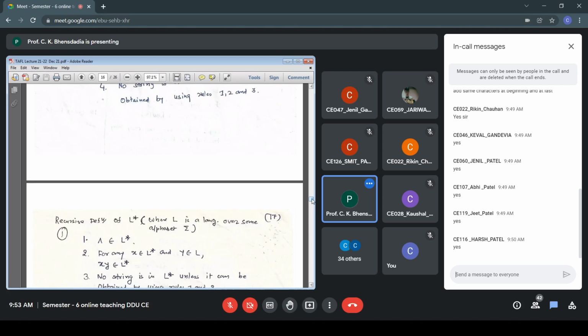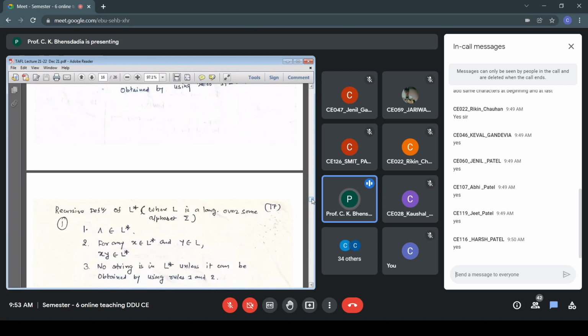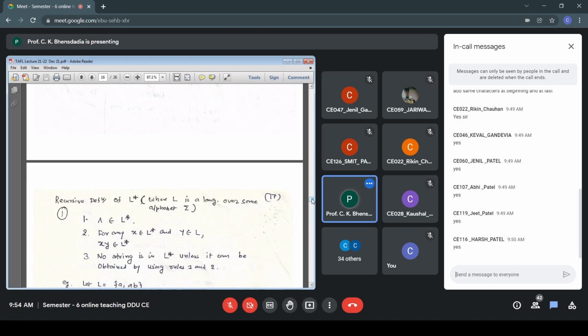And I can take up all the possible combinations to generate the infinite number of strings which are there in L star. I can generate any string that should be there in L star using this recursive definition. And no string is in L star unless it can be obtained by using rules 1 and 2. Only rules 1 and 2 are sufficient to generate any string that is there in L star. That completes the recursive definition.